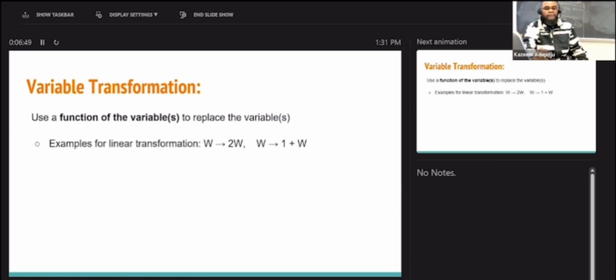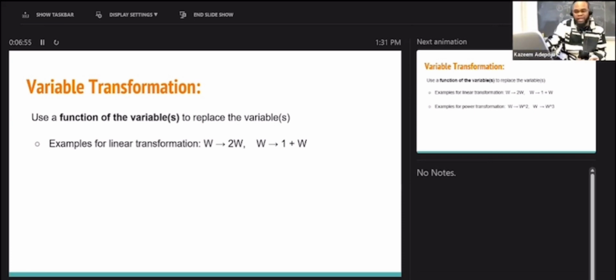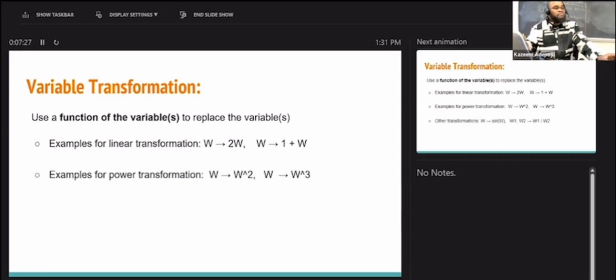Now, we have different kinds of transformation. It's just like whenever there's a problem in real life, there are different options one can use. Number one is linear transformation. Let's say W is the one that has a problem. By linear transformation, I can multiply W by constants, or I can add a constant to it. That's a linear transformation. At times, it may not work.